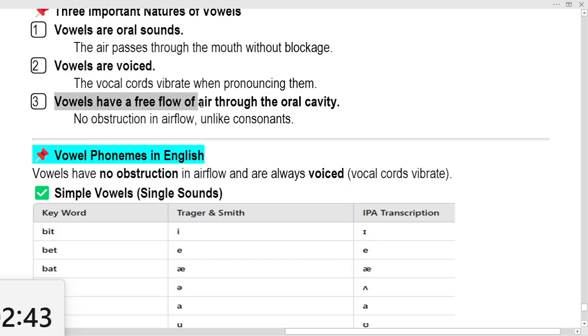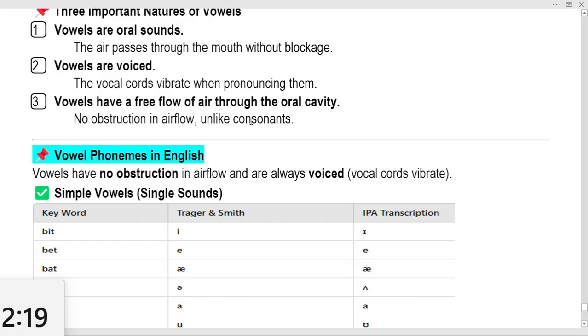Vowels have a free flow of air through the oral cavity. So, no obstruction in airflow, unlike consonants. Kasi yung consonant, kung anong trick na ginagawa ng tongue natin para ma-pronounce lang, no? Pero yung vowels, free flow of air siya sa oral cavity. Try to say it, di ba? Open. Open lang yung flow ng air natin.